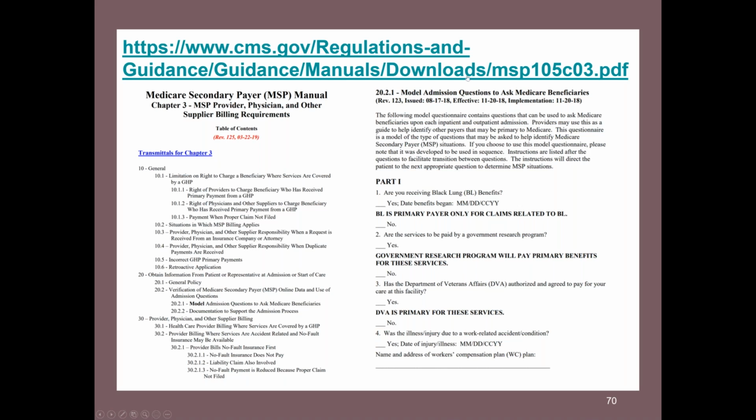Here is a 2-pager for you guys. Or actually, no, this is the actual chapter 3. It's chapter 3, MSP provider, physician, and other supplier billing requirements. In this case, this is about a 53-page document, all about Medicare Secondary Payer. It has the actual form that you're supposed to use, which is like 16 pages long by the time you print it all off. I don't think you can give your Medicare patient a 16-page form.